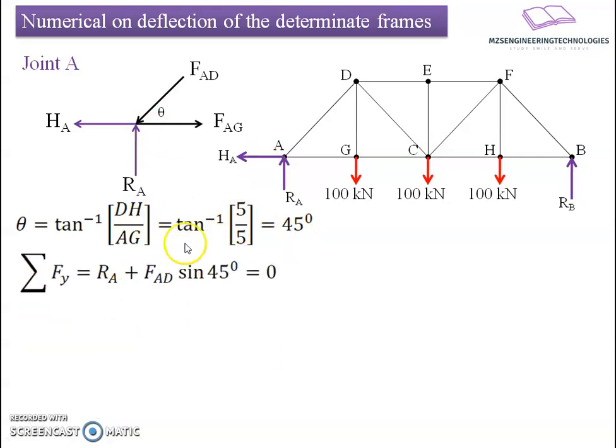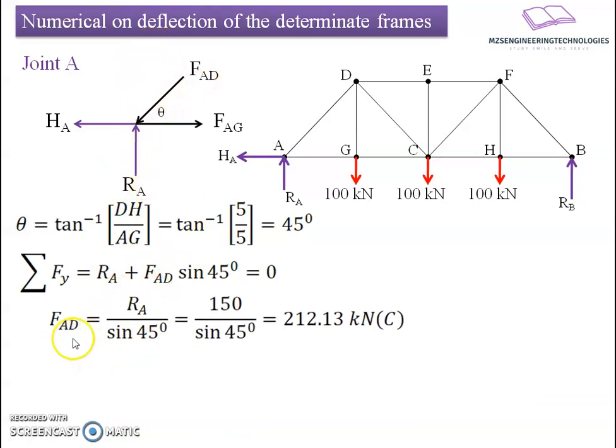I will substitute this value and find the relation for forces in the vertical direction. Ra going upward, minus Fad sine 45, the vertical component of the Fad force going downward. This results in Fad equals Ra divided by sine 45 degrees, which equals 150 divided by sine 45 degrees, resulting in 212.13 kilonewton, compressive in nature. Similarly, if I apply horizontal force equilibrium, I get Fag minus Fad cos 45 degrees.